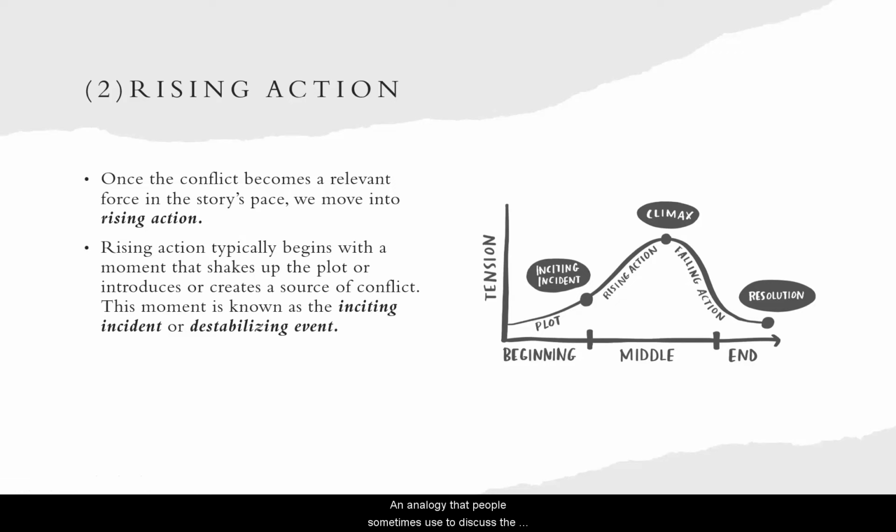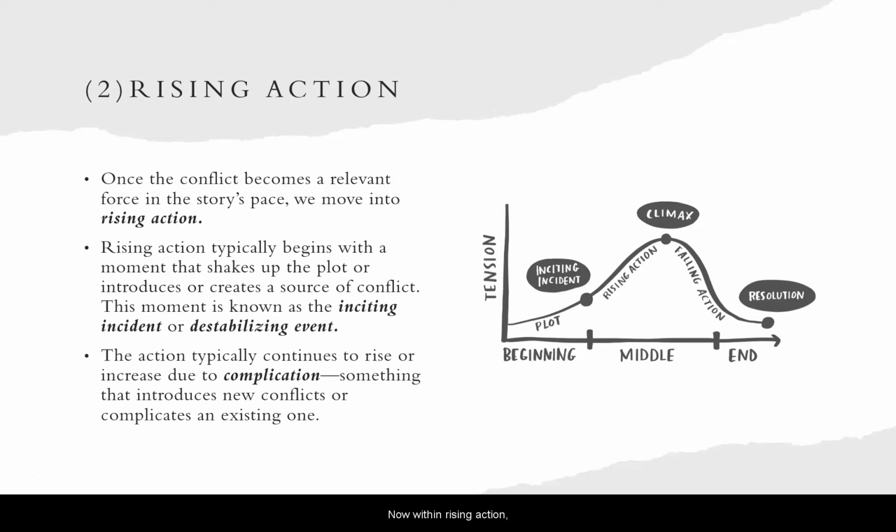An analogy that people sometimes use to discuss the shape of a plot is a roller coaster, right? So if you think about pulling out of the station on a roller coaster train, most often there's going to be a few moments of gentle level movement that's not all that exciting, that's just getting you to the hills that are going to happen. And then as you start to crank up the hill, that's when excitement starts to build. And that's where things start to get interesting. That's effectively what rising action is.